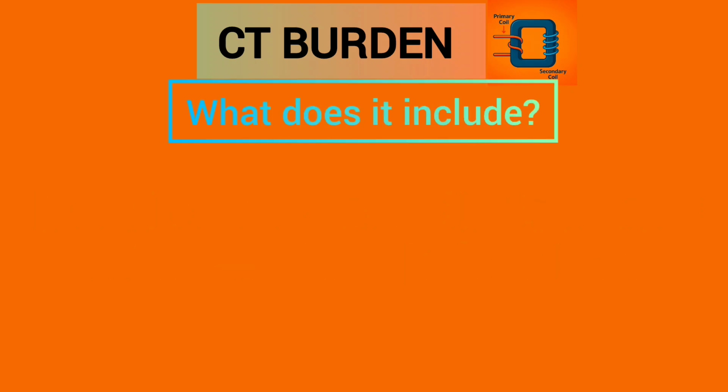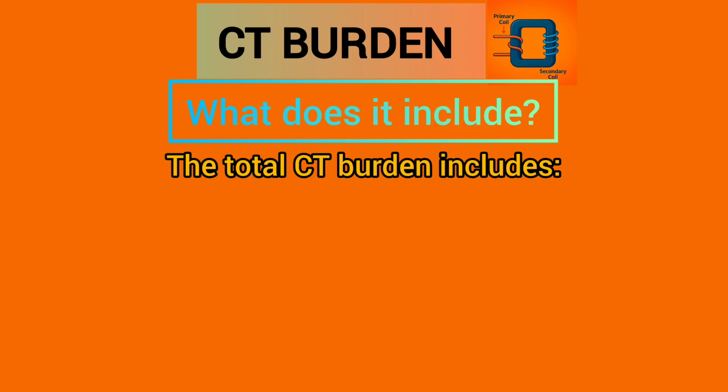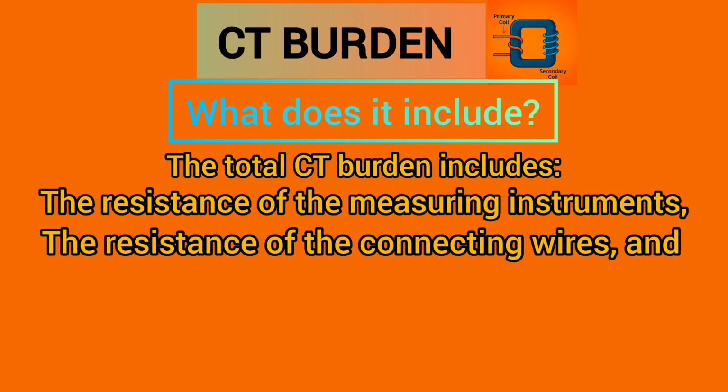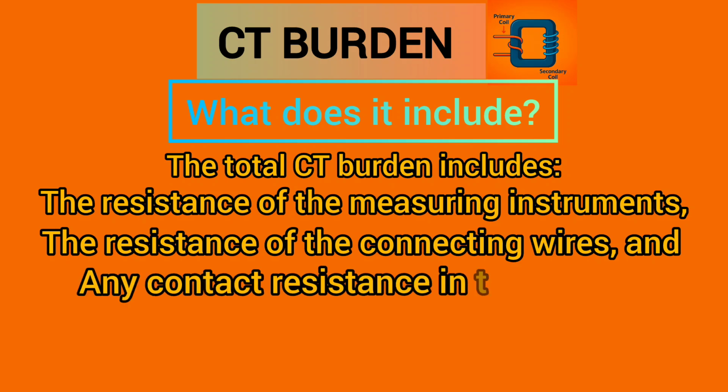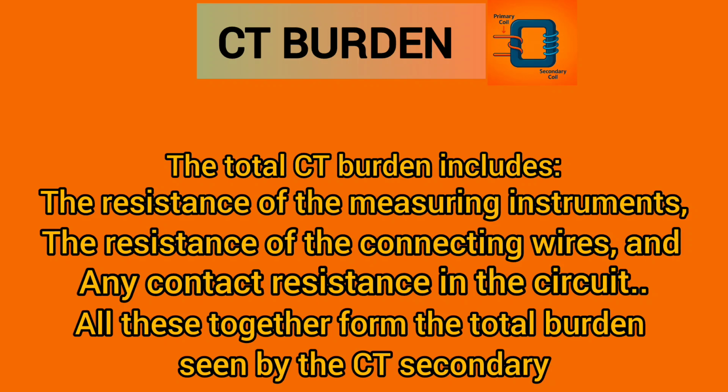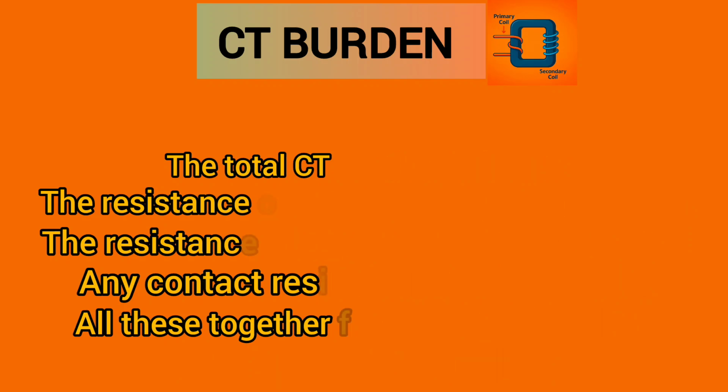What does it include? The total CT burden includes the resistance of the measuring instruments, the resistance of the connecting wires, and any contact resistance in the circuit. All these together form the total burden seen by the CT secondary.